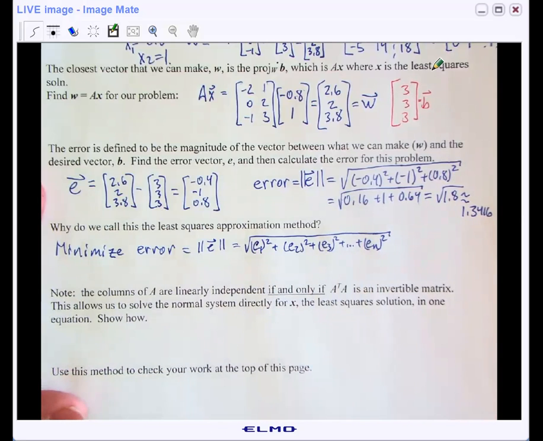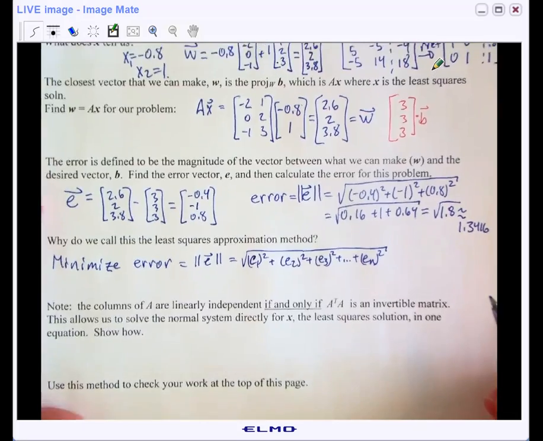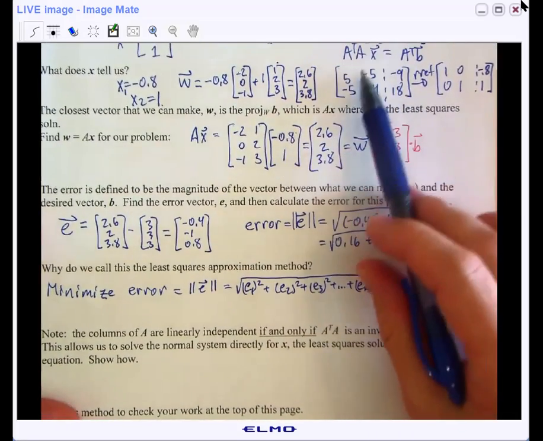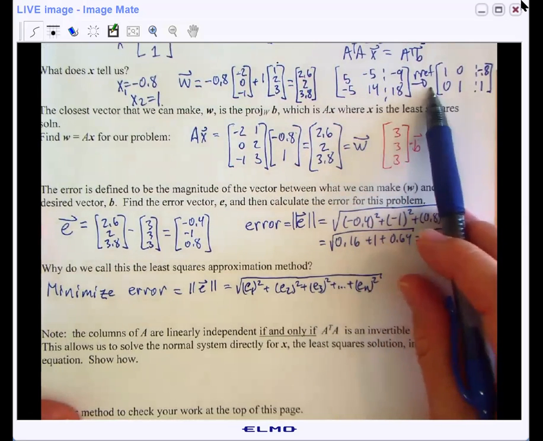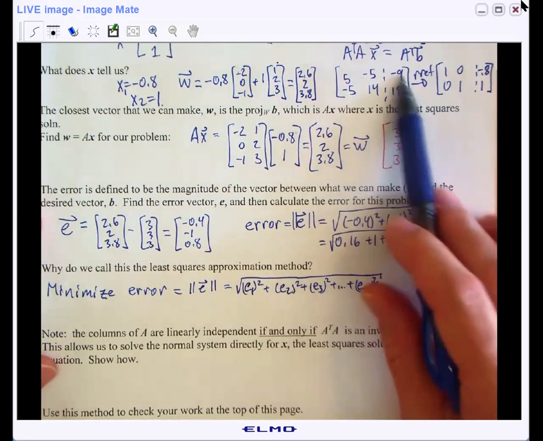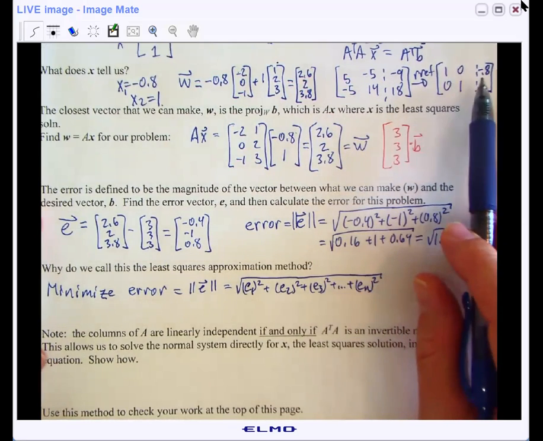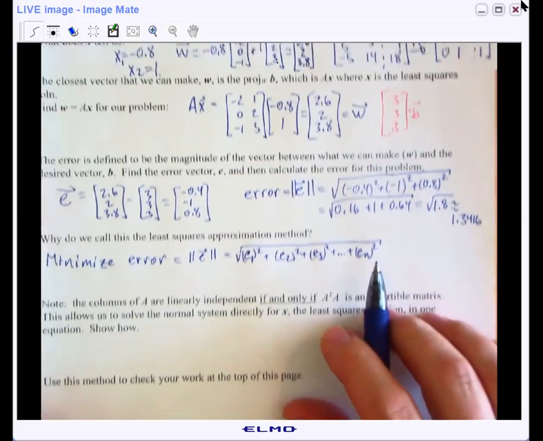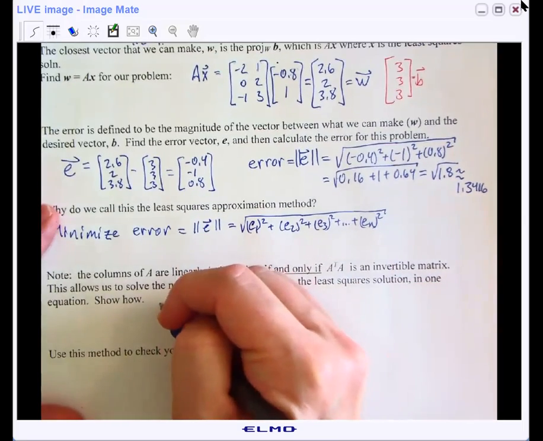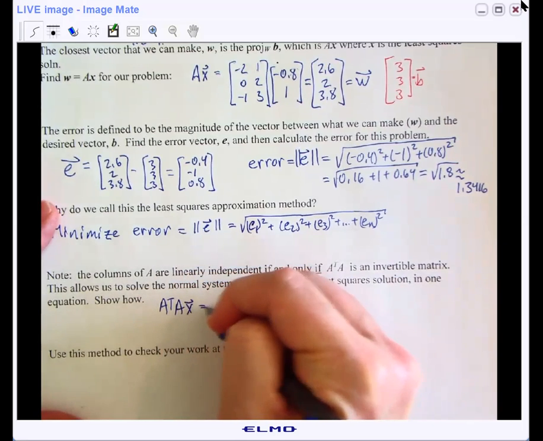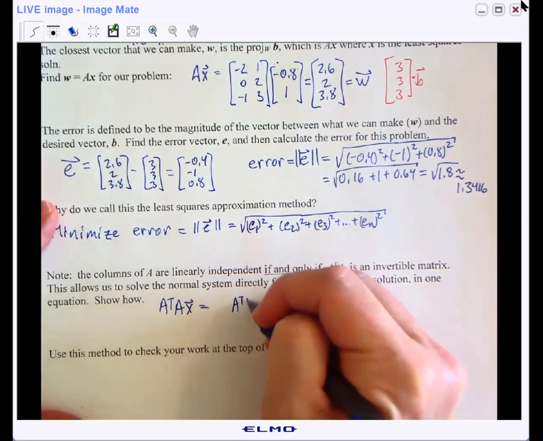Okay. All right. Now, a little bit earlier when we were solving this normal system, we set up the normal system, and then we solved it. We did it through RREF. So we made an augmented matrix and RREF'd that to find our x1 and our x2. Okay. Now, let's just take a second here. We said that A transpose A X equals A transpose B.